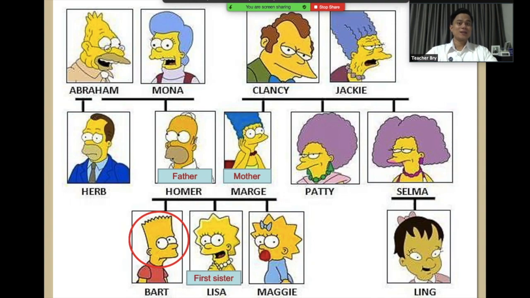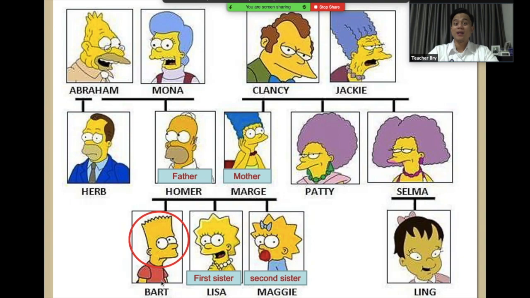How about Lisa? Right, Lisa is Bart's first sister. So the eldest is Bart, next is Lisa. Then who is the third child? You got it right. That's Maggie or his second sister. So there are three children. Children of whom? Right, the children of Homer and Marge Simpson.